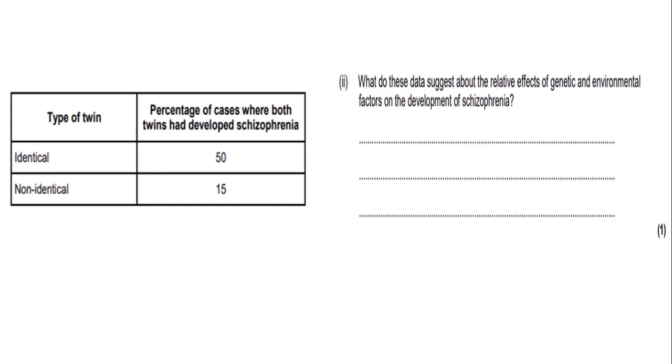So let's move on. The next part of the question asks, what do these data suggest about the relative effects of genetic and environmental factors on the development of schizophrenia? As you can see by the table, in identical twins, there is a much larger percentage where both twins have developed schizophrenia, which suggests to us that genes play a greater role than environment, as non-identical twins have a lower percentage, and non-identical twins just share their environment, whilst identical twins share their genetics as well. So genes must play a greater role.